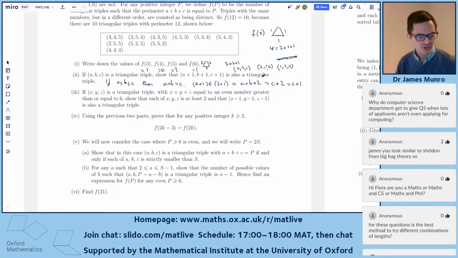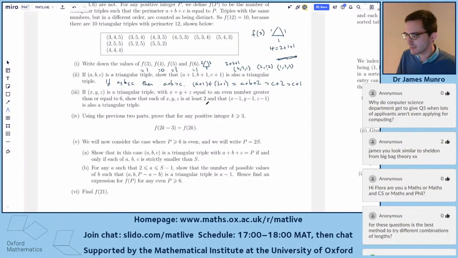Okay, why did the computer science department get to set question 5? The computer science department very generously helped by coming up with the original idea for question 5. And then we all worked together on question 5. So someone here is trying to blame the computer science department for this, but I signed off on this too. This is a maths question used for maths applicants as well. Cool, okay.